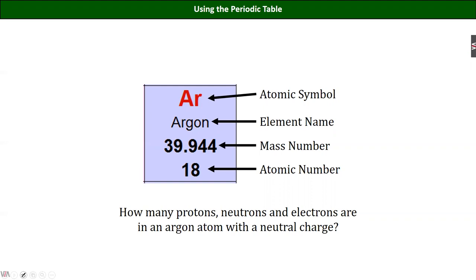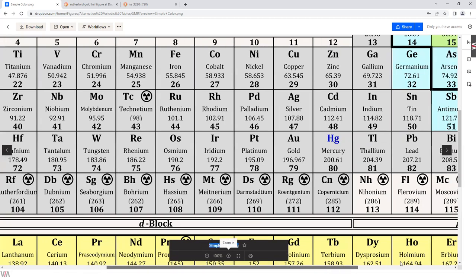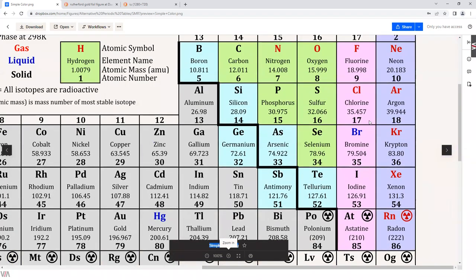And more commonly, especially if I'm asking a question like this, I'll specify a specific isotope so you don't have to make a judgment call, because there are certain elements where the atomic mass is not close to a whole number. Chlorine is one in particular. Chlorine has a mass of 35.457. That's not really close to a whole number, right? And that's because naturally occurring chlorine is a mixture of chlorine 35 and chlorine 37.